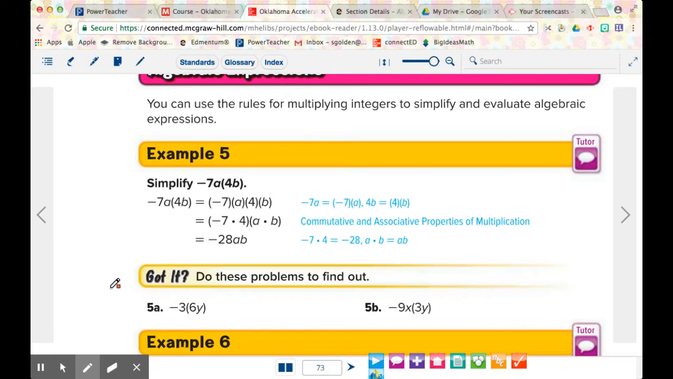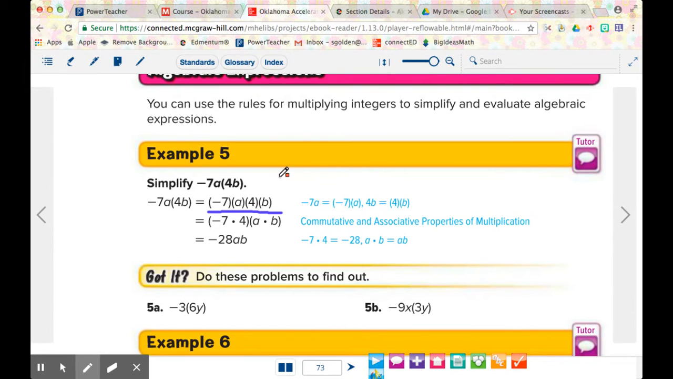Okay, so example 5. This is probably the trickiest one because it says simplify, and we have a negative 7a times, in parentheses, 4b. So this technically means negative 7 times a times 4 times b. So they write that out right here to show you. They just put it all in parentheses to show you it's all just being multiplied.